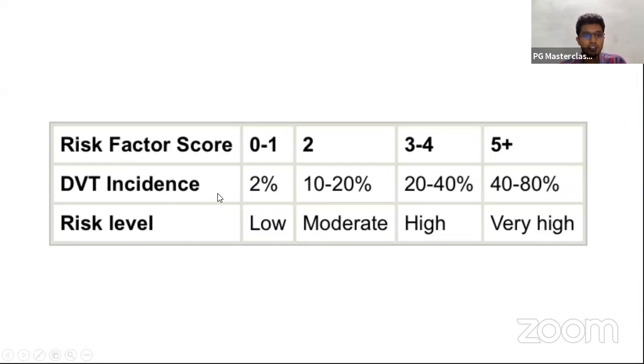DVT incidence in low risk level is 2%, and moderate risk is 10 to 20%, and people who have high risk level, the incidence of DVT is 20 to 40%. And people with very high risk, which is a score of more than 5, the incidence of DVT is 40 to 80%.